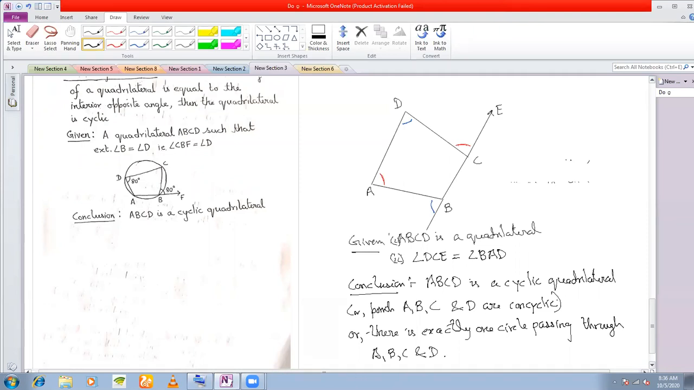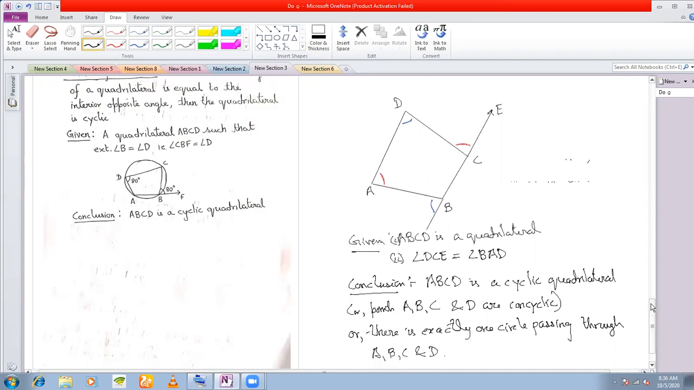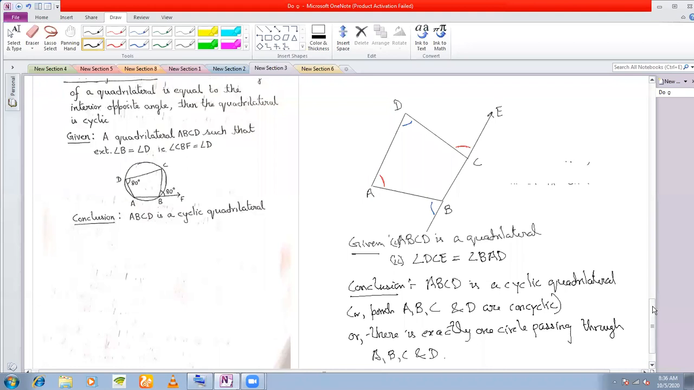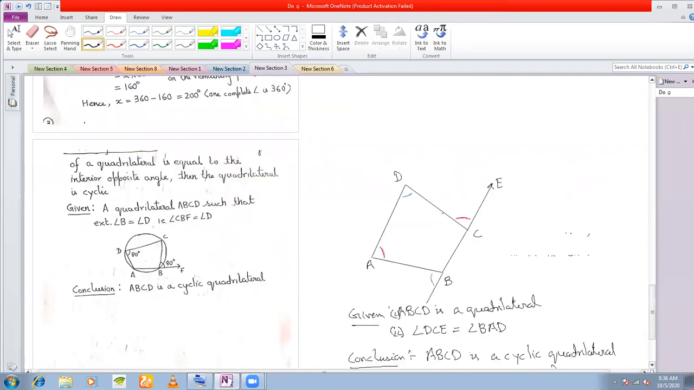So just like theorem 4, the theorem that we discussed earlier, this is the converse. In the actual theorem, theorem 5 here, it was given to you that ABCD is a cyclic quadrilateral, and you concluded that the exterior angle is equal to the interior opposite angle. But here it is given to you that ABCD is any quadrilateral in which the exterior angle is equal to its interior opposite angle. Then your conclusion here was that ABCD is a cyclic quadrilateral.